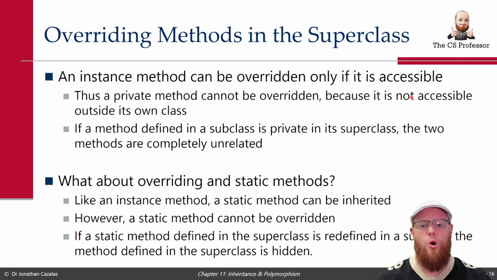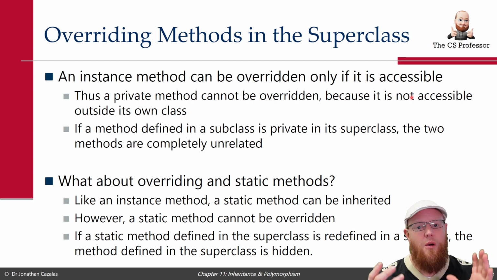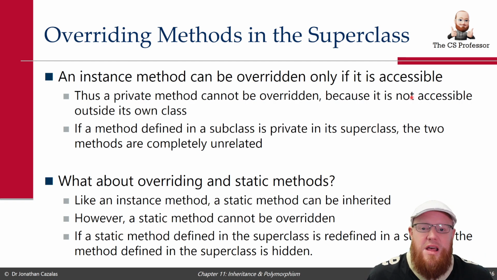Let's talk about the overriding of methods in this superclass. An instance method can be overridden only if it is accessible. So if our parent class that we are inheriting from has a private method, we're not inheriting that private method because it's not accessible. Therefore, there's no overriding to occur.